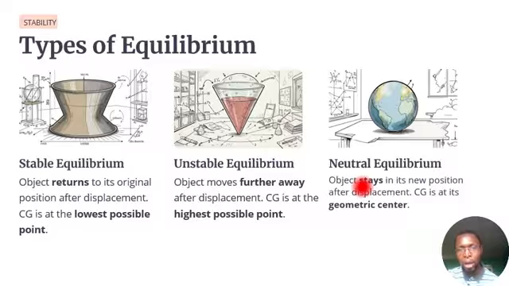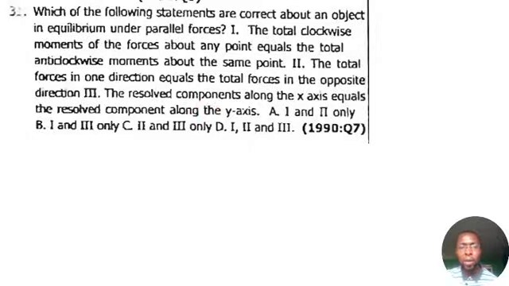Okay, now look at this question here. It says, which of the following statements are correct about an object in equilibrium under parallel forces? Remember we have talked about these conditions. Number one: the total clockwise moment of the force about any point equals the total anticlockwise moment about the same point. That is true. The same thing as saying that the moment about that point must be zero. The total moment must be zero. It's either you say it must be zero, or you say that the clockwise moment must be equal to what? Anticlockwise moment. So this one is correct.